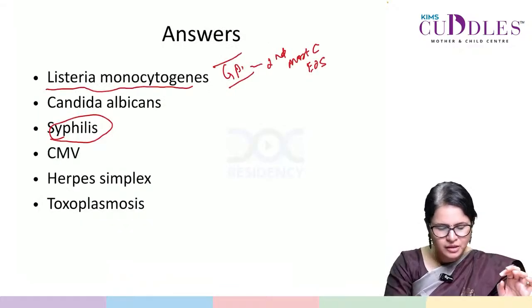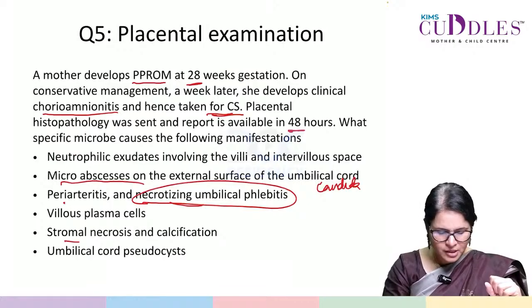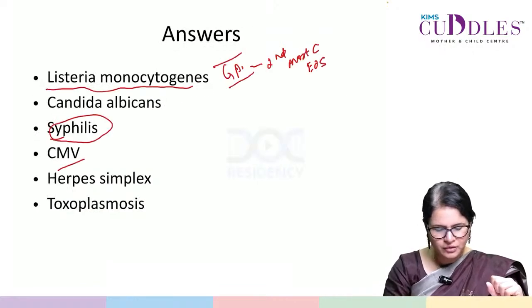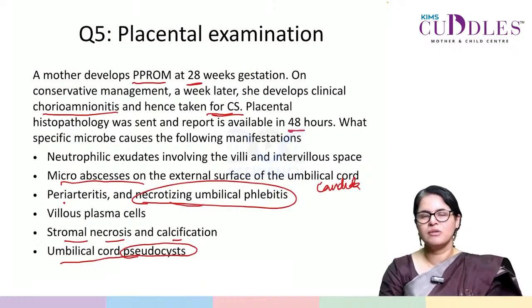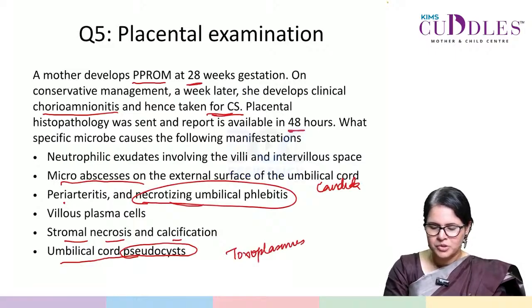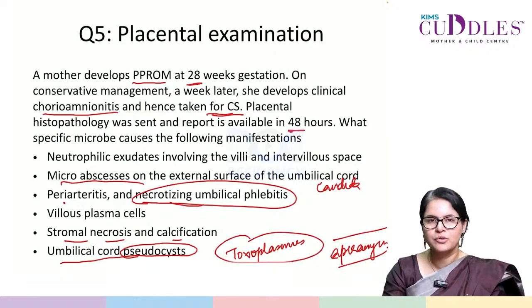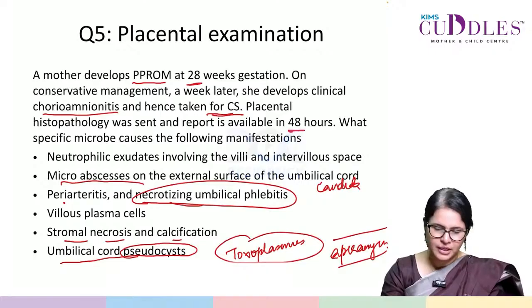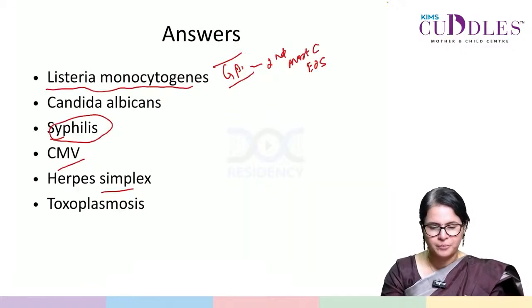Villous plasma cells are seen with CMV, so nucleated white cells and villous plasma cells. Stromal necrosis and calcification are often seen with herpes simplex, and umbilical cord pseudocysts, the pseudocyst itself, is a sign that you see with toxoplasmosis. Toxoplasmosis is one infection where you end up giving spiramycin during early pregnancy, and later in pregnancy, if it is diagnosed, the other drug of choice is pyrimethamine with sulfadiazine. Because it can cause more fetal effects, we prefer to give spiramycin whenever toxoplasmosis is proven in early pregnancy.